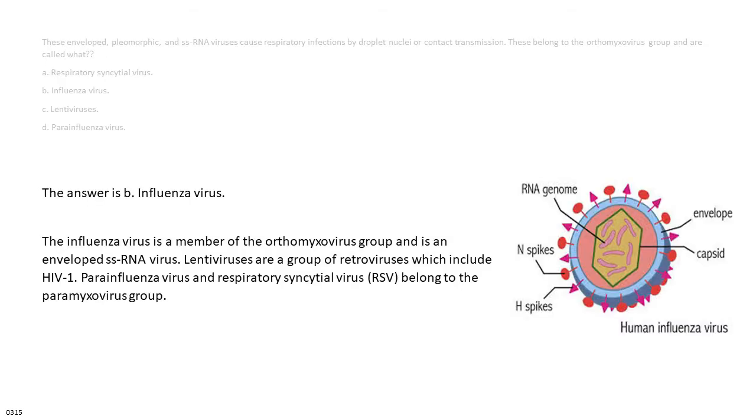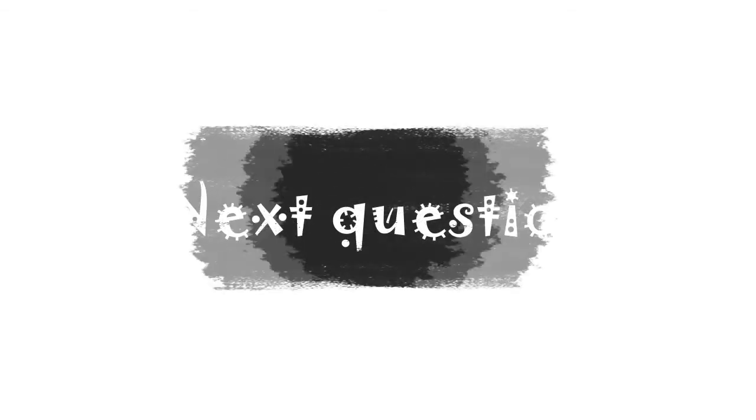The answer is B. Influenza virus. The influenza virus is a member of the orthomyxovirus group and is an enveloped ssRNA virus. Lentiviruses are a group of retroviruses which include HIV-1. Parainfluenza virus and respiratory syncytial virus, RSV, belong to the paramyxovirus group.